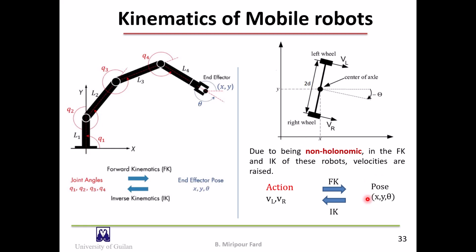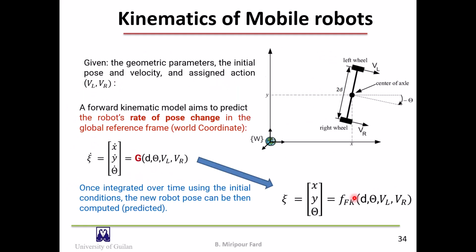Pose is defined by x and y and theta. One point of the chassis, for example, the center of the axle can be considered, and the pose of the robot can be defined based on that. In forward kinematics, the action is known and the pose is unknown. In inverse kinematics, the pose is known and the actions are unknown. And we should relate the pose and action with some equations.